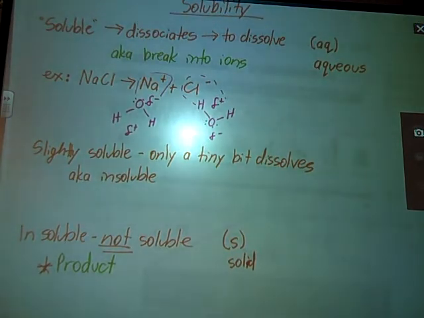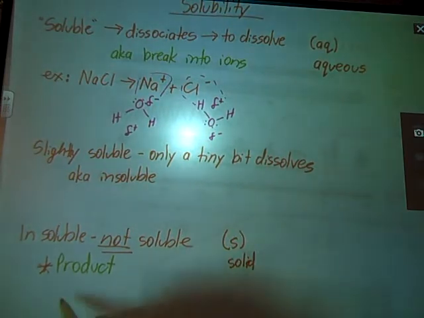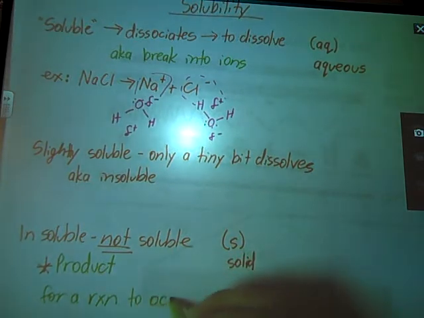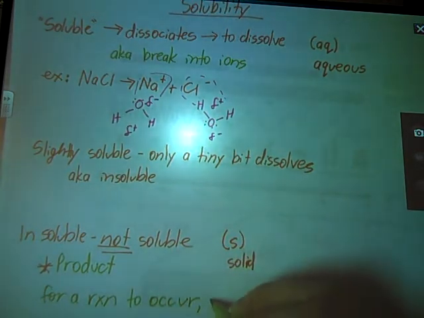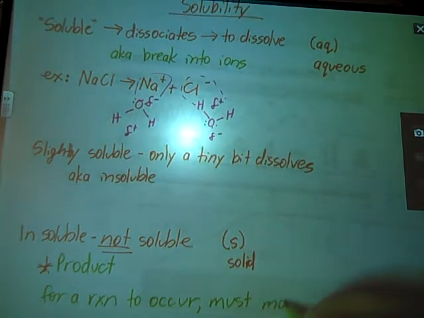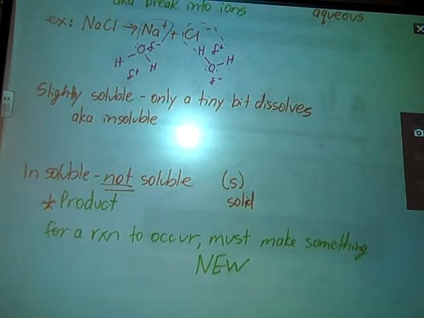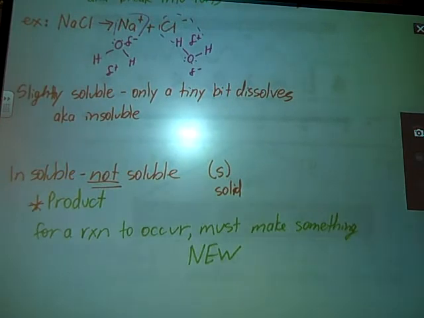If you think back to your evidence of a chemical reaction occurring, for a reaction, RXN still stands for reaction, to occur, we must make something new. So in the case of this insoluble substance, we have created a solid where there was not one before.